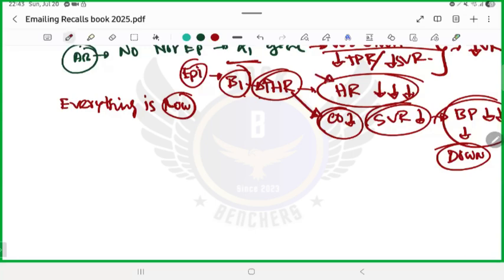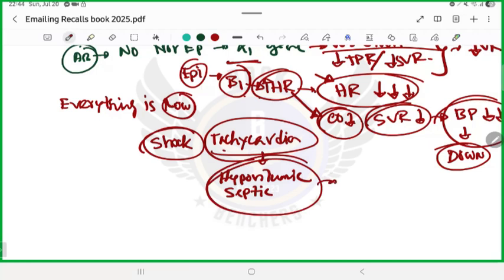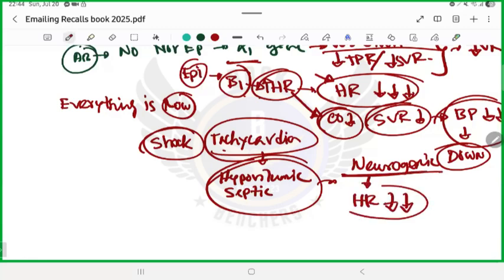And this is the beautiful thing: every shock has tachycardia, except of course cardiogenic shock, like hypovolemic shock and septic shock. The main differentiating point of neurogenic shock is that heart rate is low. So a person is in ICU and you get a question that he is hypotensive.